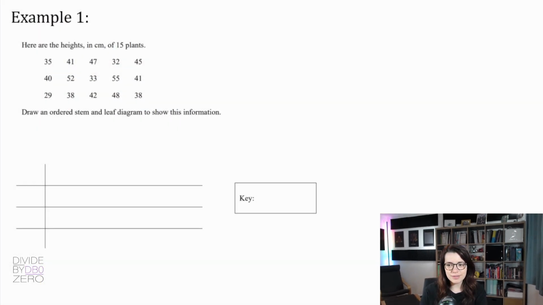Let's look at stem and leaf diagrams. Example 1: here are the heights in centimetres of 15 plants. Draw an ordered stem and leaf diagram to show this information.